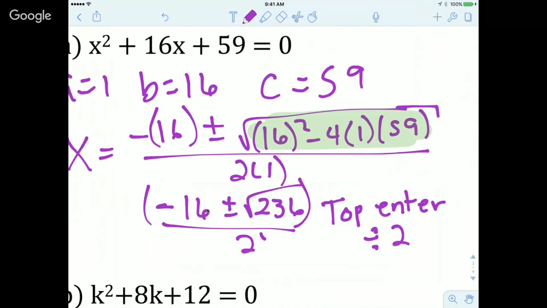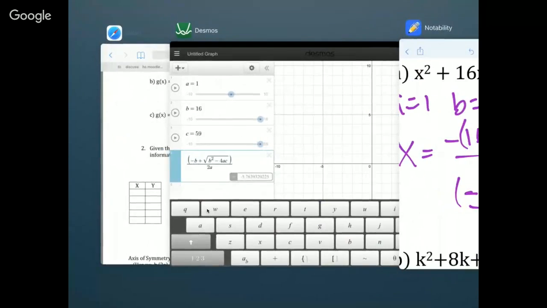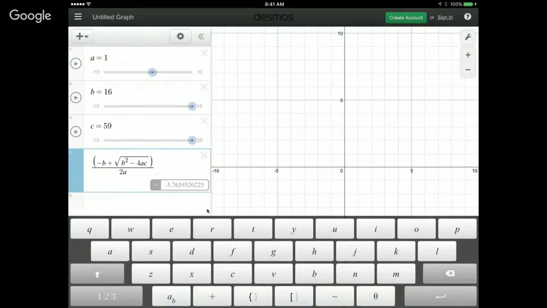Calculate the top, hit enter. Negative 2 plus square root of 236. Enter is 13.36. 13.36 divided by 2 is equal to 6.68. If you look back on my Desmos, when I had hit plus, oh, wait, I did it wrong.